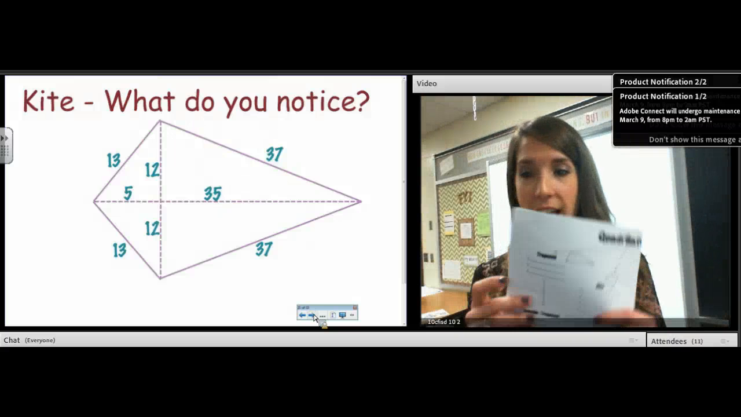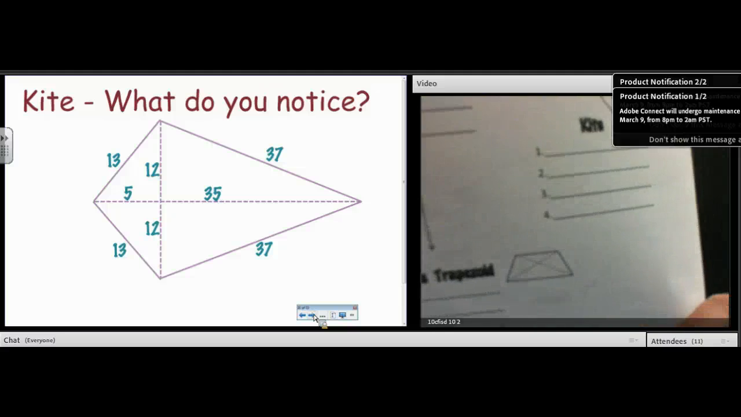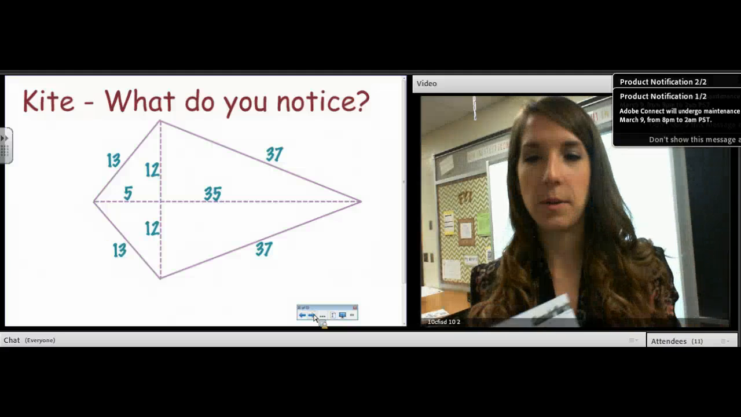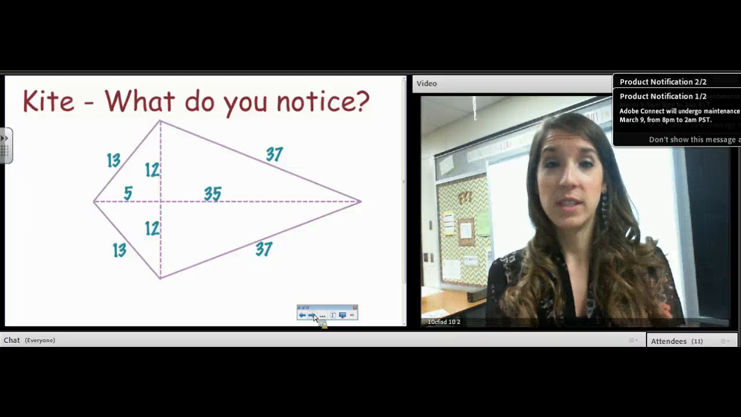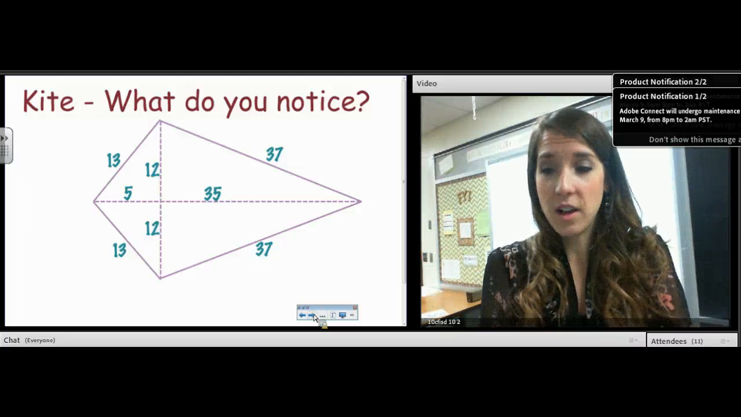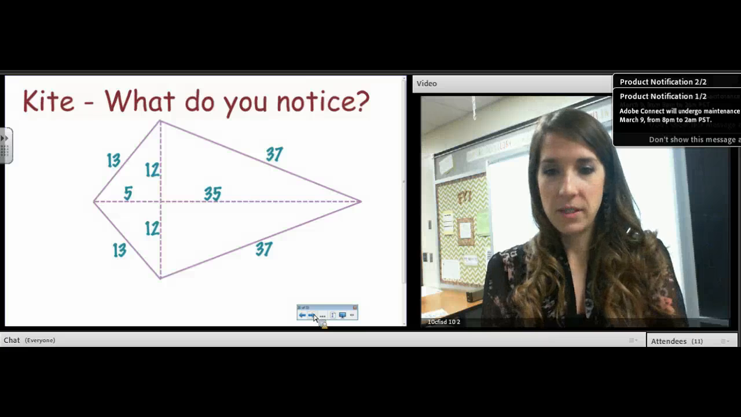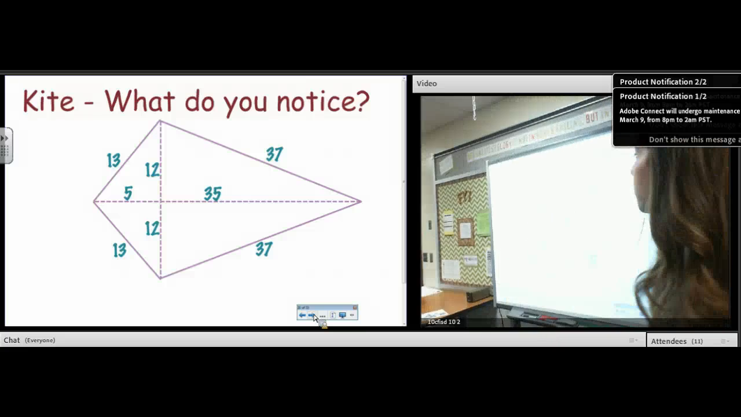Okay, how many properties does a kite have? How many? 4 properties. So we need to come up with those 4 properties. I labeled this picture with some side lengths. I want you to come up with a conclusion. Come up with something. What do you think?